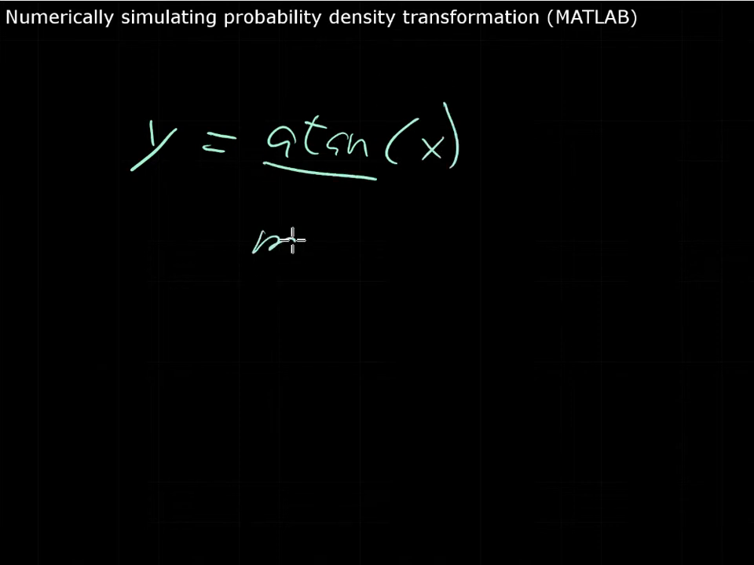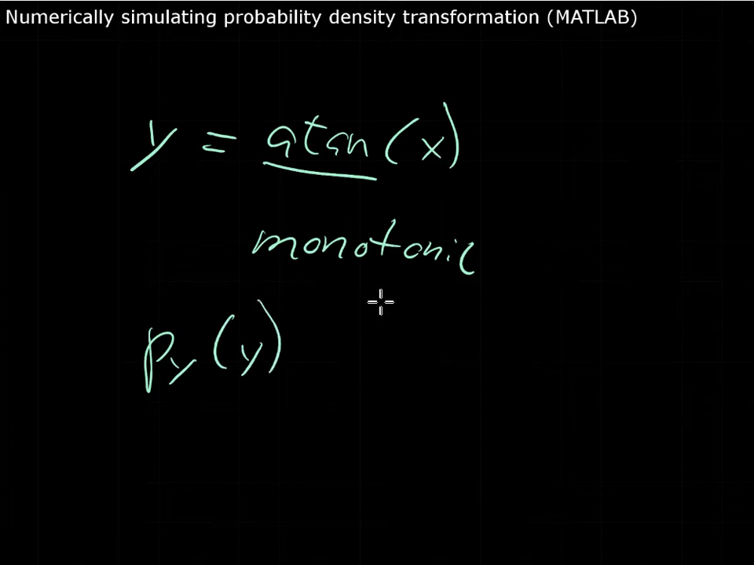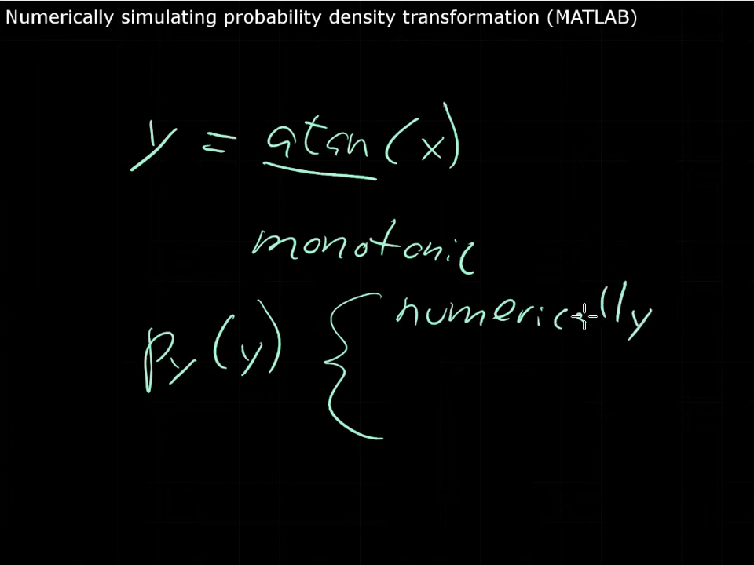In the next series of videos, I want to go over some of the principles of probability density transformation through an illustrated example. Specifically, if we have the mapping y equals arctangent of x, which satisfies a condition of being a monotonic function, we want to look at p sub y of y as determined numerically with MATLAB, which is a quick and easy way of determining densities without having to do the analytical calculations.